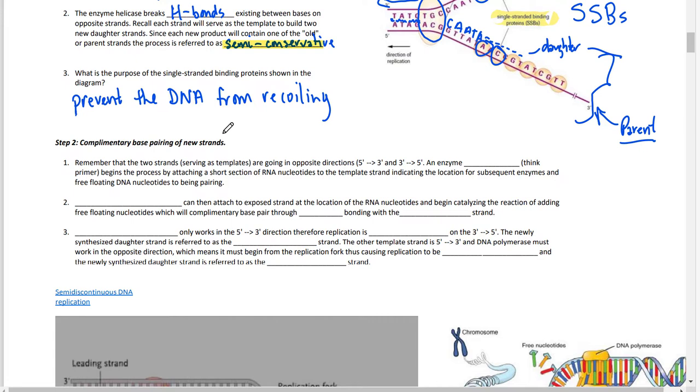Okay, second step, complementary base pairing of new strands. So I'll go through a little bit here and then we'll look at the visuals to remind you a little bit about this DNA structure. Remember that the two strands serving as templates go in opposite directions. One's going from the 5' to 3' and the other one is going from the 3' to 5'.